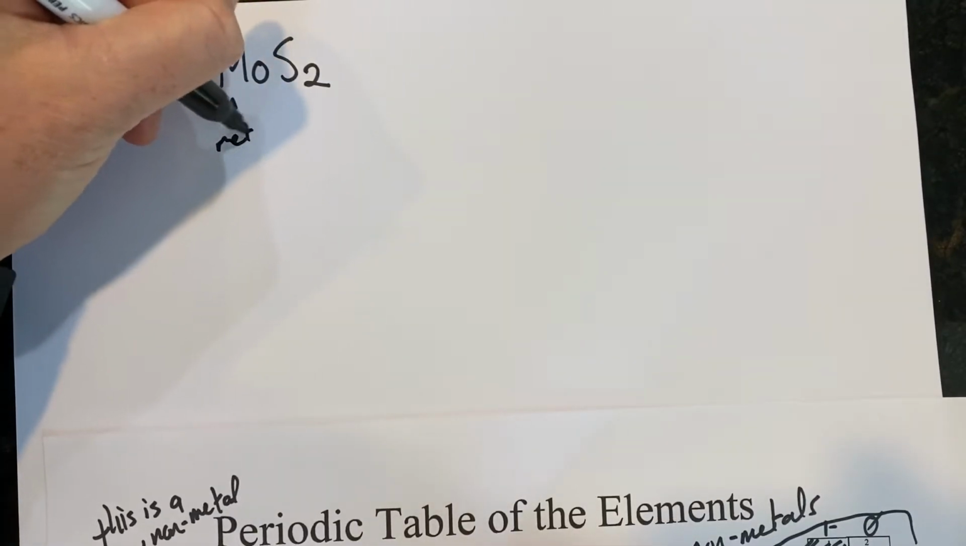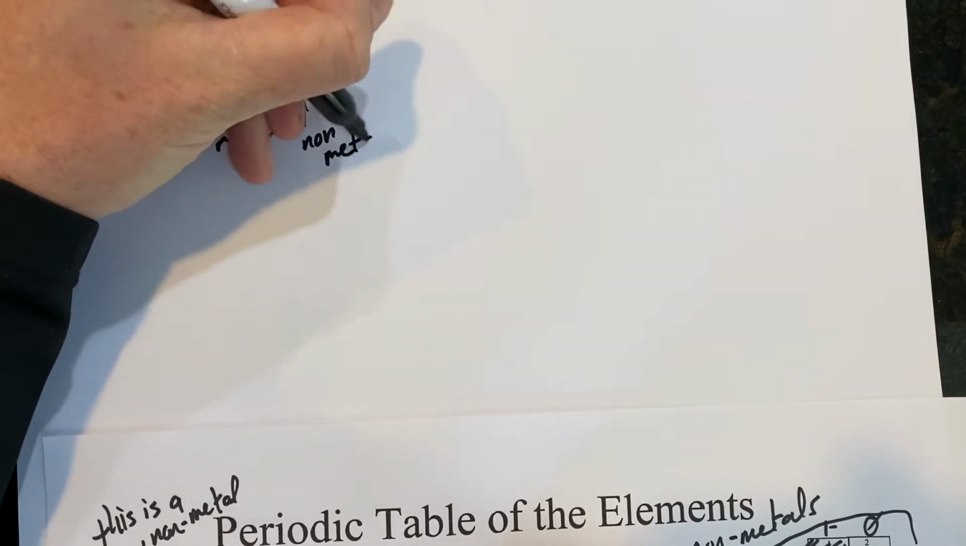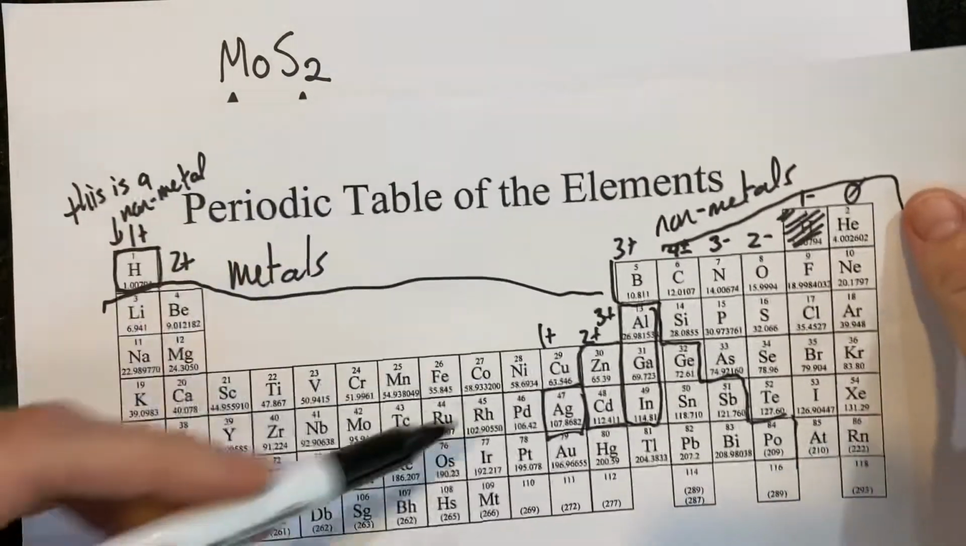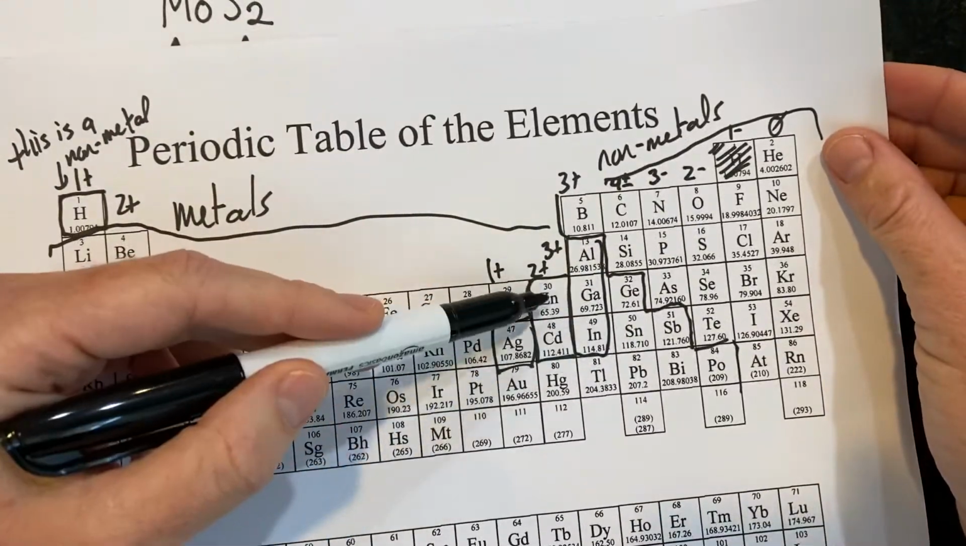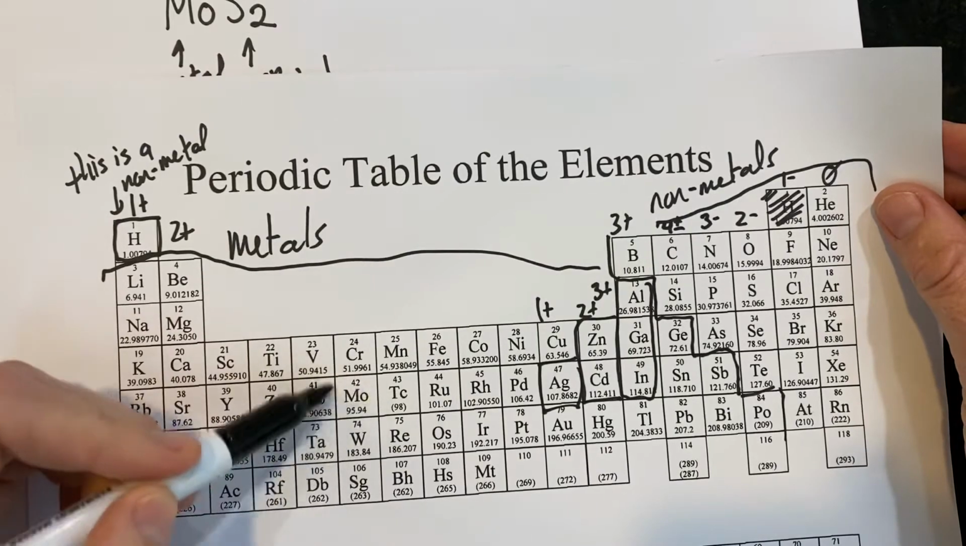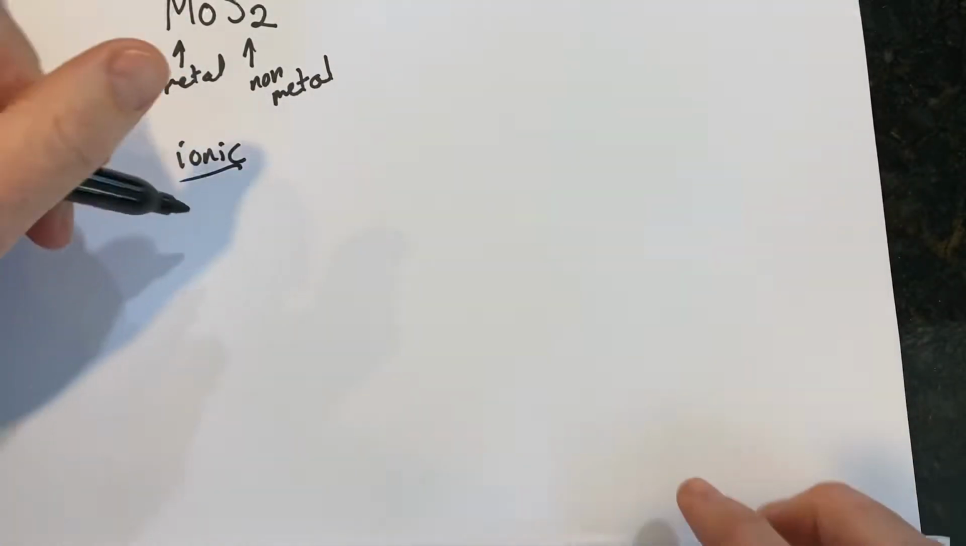is the following. This is a metal, this is a nonmetal, and therefore it must be ionic. So in order to name an ionic compound, you have to ask yourself, do you know the charge of that metal? Well, we only know the charge of things in the first column, the second column, or these situations right here. And molybdenum, which is right here, does not fall in any of those, so we don't know the charge of it. We have to figure it out.